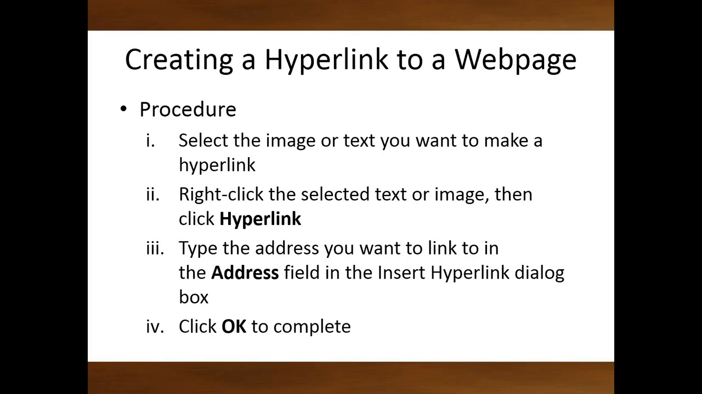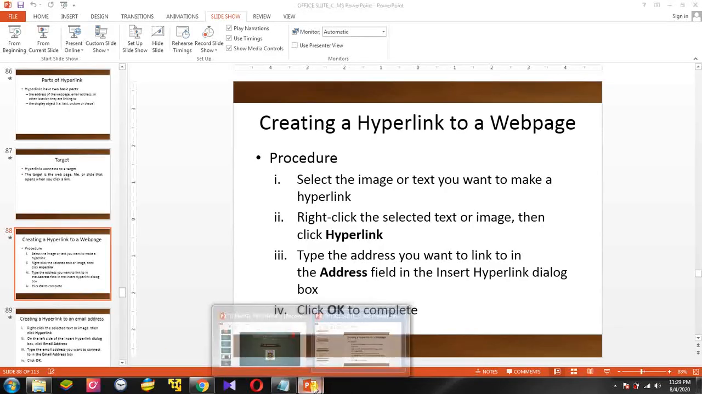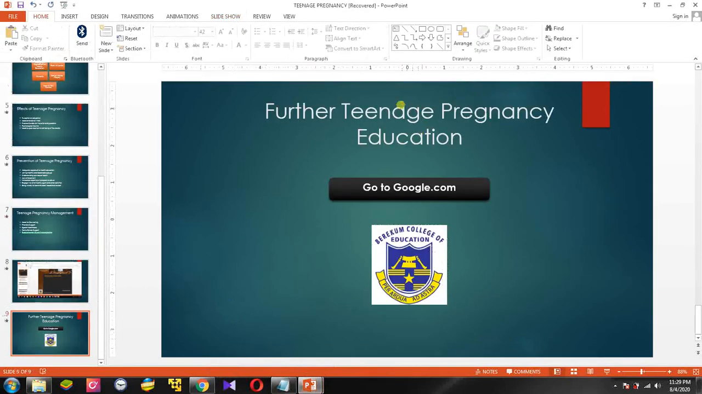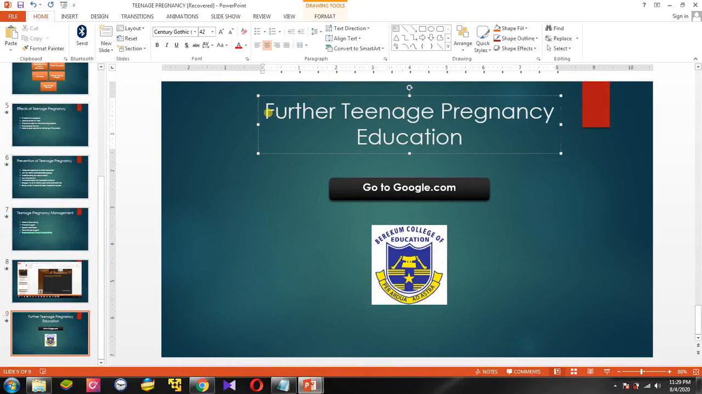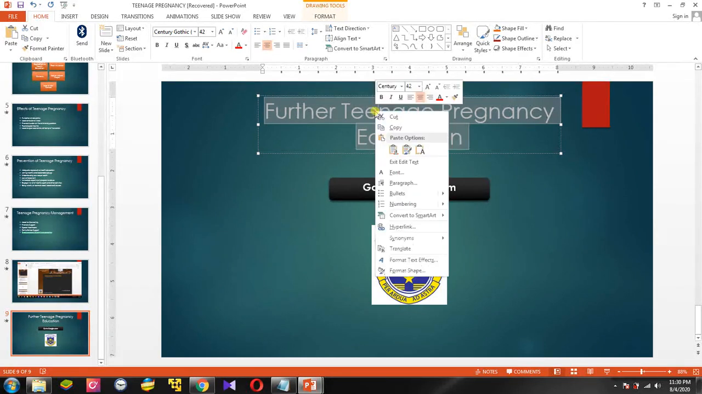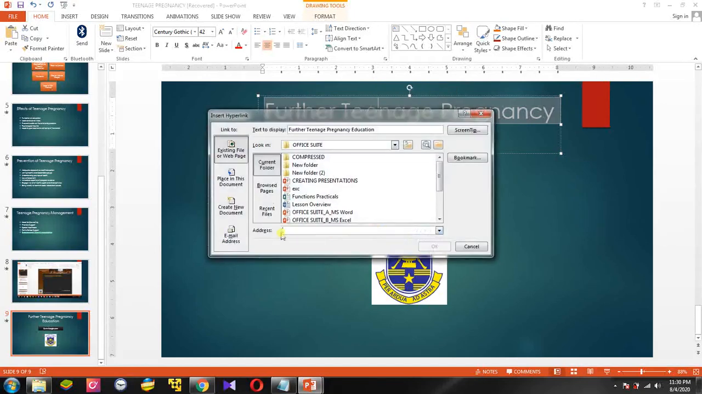Let us demonstrate. Okay, so we want this text, when clicked, to open the CDC page on teenage pregnancy. So what we do is we select the text, and then we right click within the selected text or object, and then we click Hyperlink. This is where we will type the address.